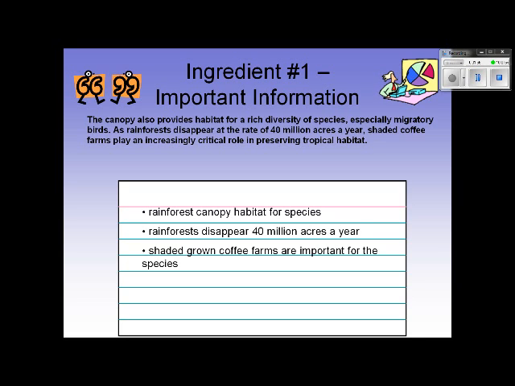These were my pieces of information. They're in bullets. I did not use complete sentences, or I tried not to use complete sentences, and I put everything in my own words. That is very important. I didn't pull words directly from the source. Okay, that is important.